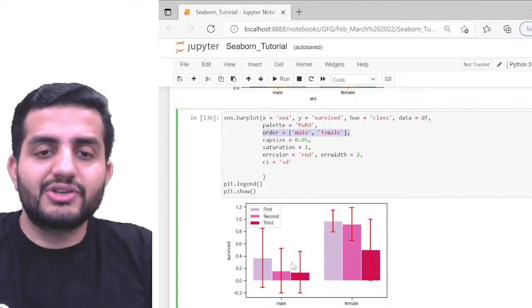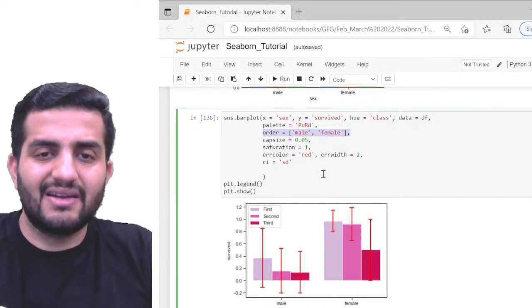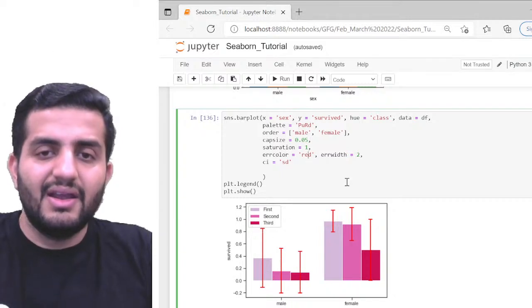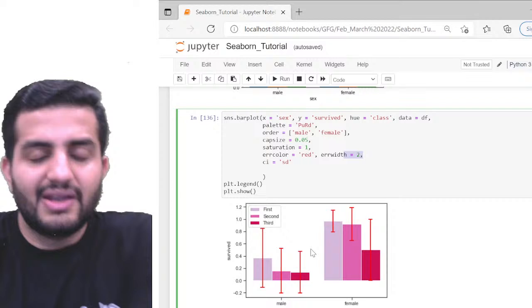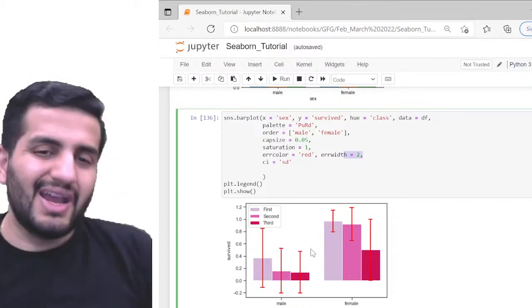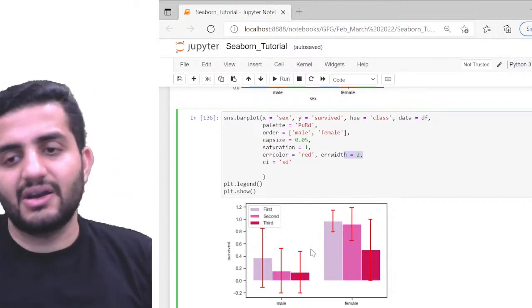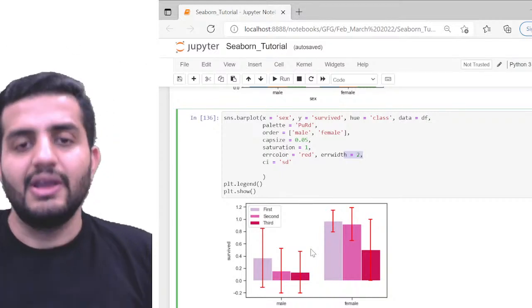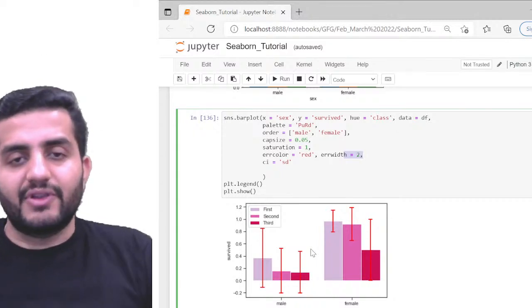Order, we have changed the order, so male first then female second, and then we have the cap size of 0.05, we have the saturation level as 1, and then we have the error color as red. So I'm also plotting the error, my confidence interval is standard deviation, and also I'm plotting the red color as my error color, and error width is 2, so this is the width of my line is basically 2 here. So I'm trying to add more parameters, more hyperparameters, very much possible in terms of how we can think of the plotting here.